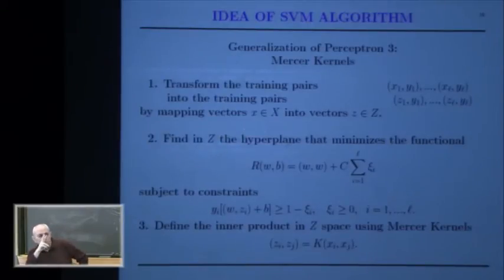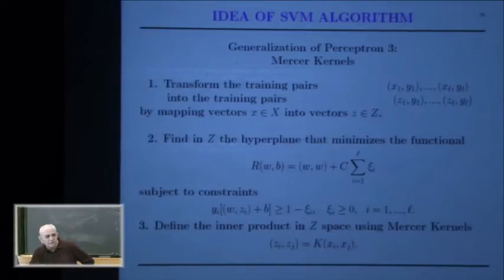let me come again to the idea of the SVM algorithm. As I told you, what does the SVM algorithm do? It transforms the training pairs X, Y into training pairs zeta, Y by mapping vector x into some space zeta. I'm not talking now about what the space is. And then it tries to find in the space zeta a separating hyperplane. It's exactly the same idea as used by Rosenblatt, but implemented in a mathematically general way.